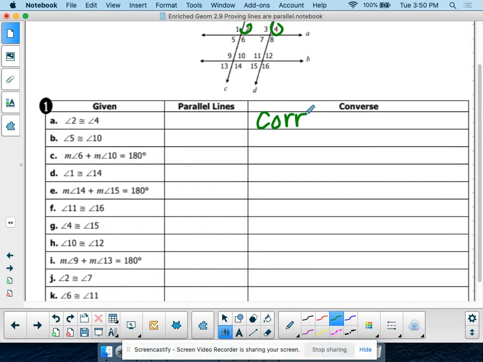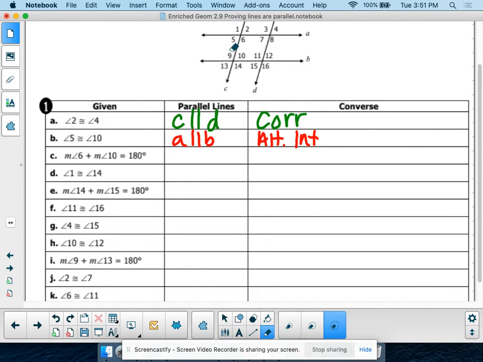Corresponding. And which lines are parallel because of that? That would be C is parallel to D. Those 2 lines are parallel. All right, our next one. Angle 5 is congruent to angle 10. We have to decide, is there anything special about those 2 angles? Yes, they're alternate interior. So that's our converse because they're equal. And now which lines are parallel because of that? I hope you're thinking A and B.